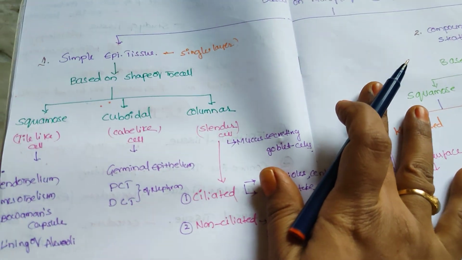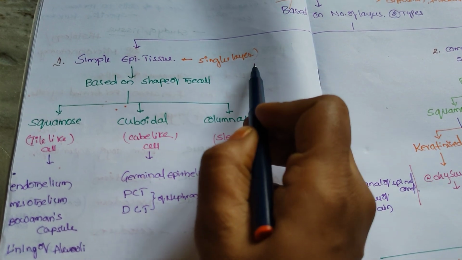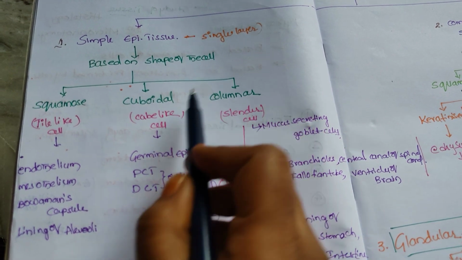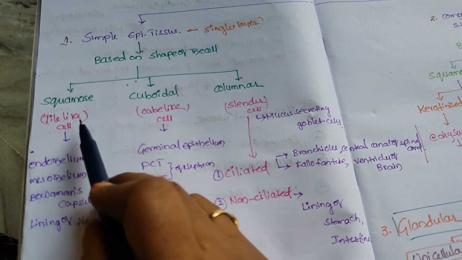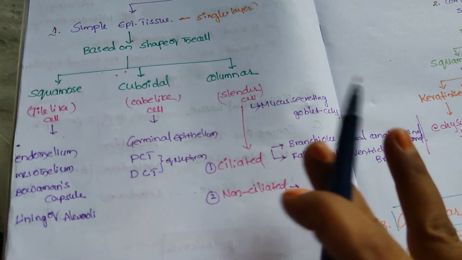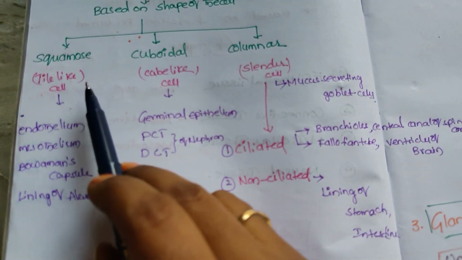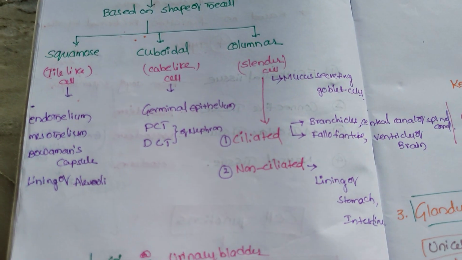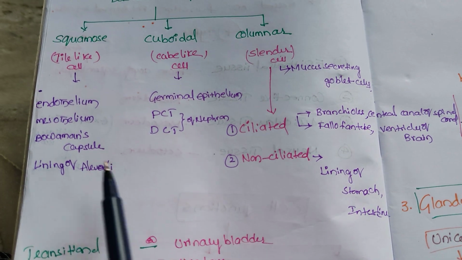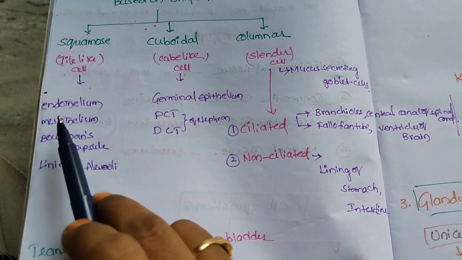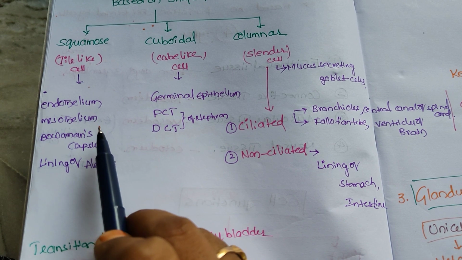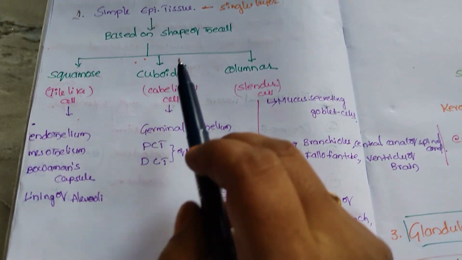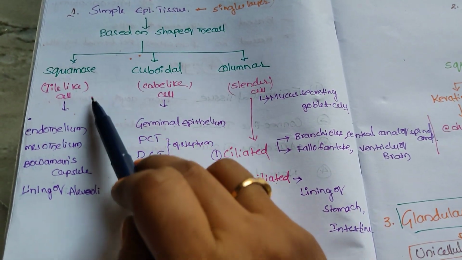First of all, come to the simple epithelium tissue. It has a single layer of epithelium tissue, and based on the shape of the cell, it is again divided into 3 types: squamous, cuboidal, columnar. Squamous means tile-like cells. In the tissue, the cells are arranged in the form of tiles. The location of squamous epithelium is endothelium, mesothelium, Bowman's capsule and lining of alveoli. So this is the simple squamous epithelium.